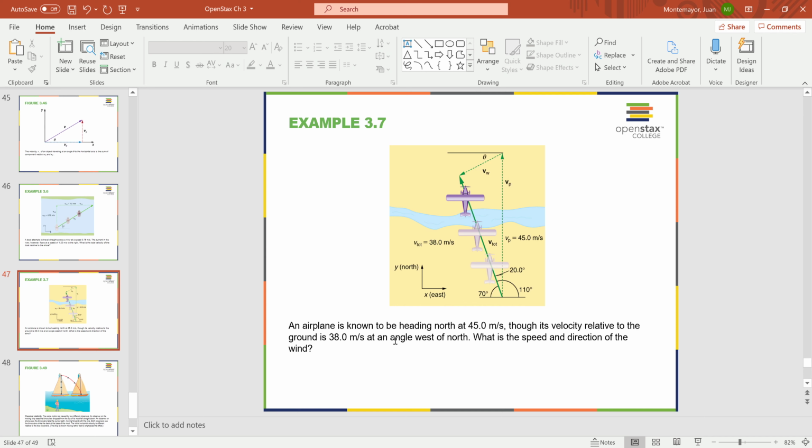All right, and back to the airplane as well. We have an airplane that is known to be heading north at 45 meters per second, though its velocity relative to the ground is 38 meters per second at an angle west of north. So we're taking our y to be north, our x to be east. So we know that if east is to the right, we are going west to the left. So that's why the resultant here is to the left. What is the speed and the direction of the wind?